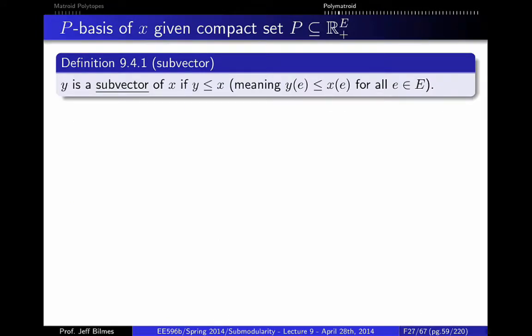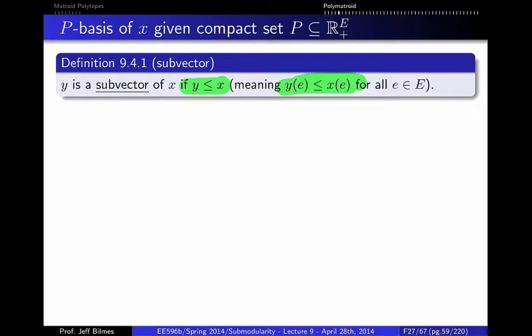Review. Now let's define a subvector. Does anyone see where we're going with this? A little bit? So we have a subset. Let's define the notion of a subvector. A vector y is a subvector of x if its components are no greater than those of x. Okay, so we're going to use this notation, y less than or equal to x. That means that for each component e, y of e is no greater than x of e. So y is a subvector of x.